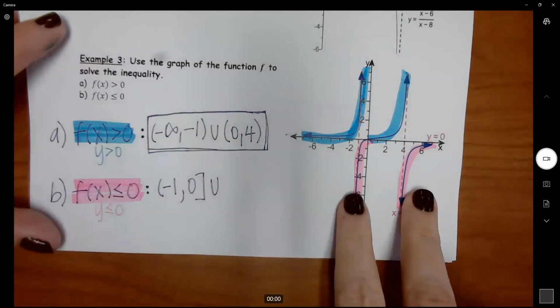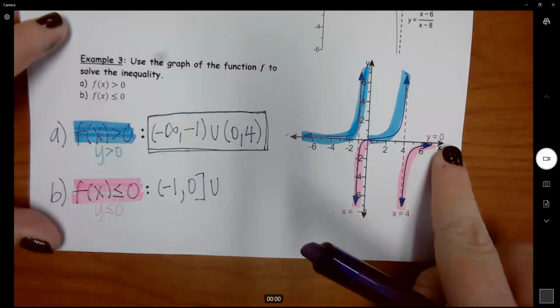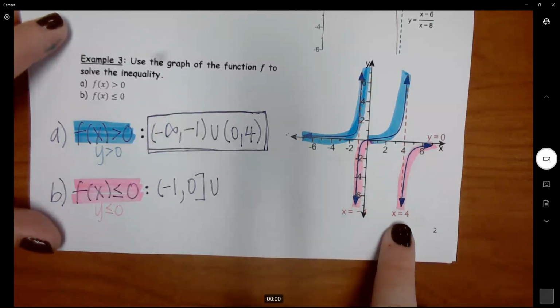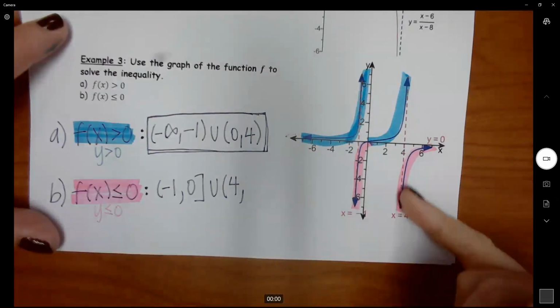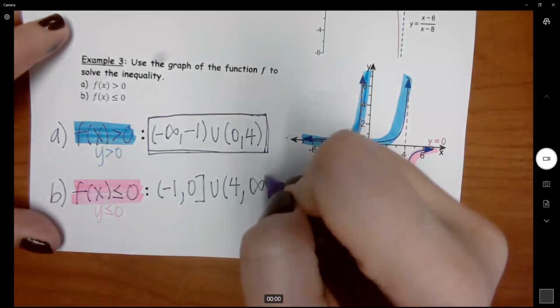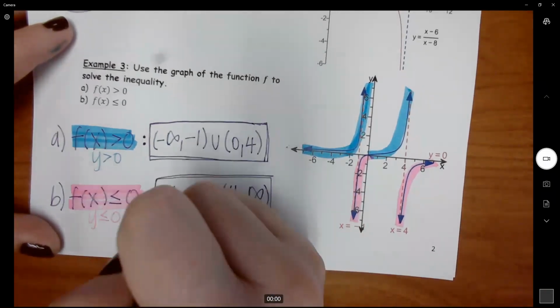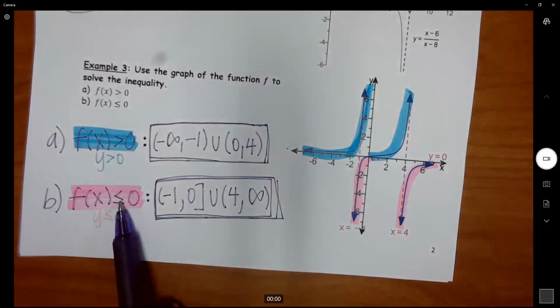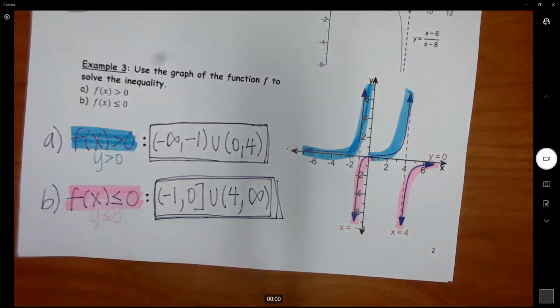We'll connect our two portions by the union. And then we have 4 to infinity, which are both going to get parentheses. Parentheses here with the 4 because it's approaching an asymptote, and then infinity always gets parentheses. Okay, so even though this is less than or equal to, we only have one bracket here. So you have to pay attention to those asymptotes versus points.